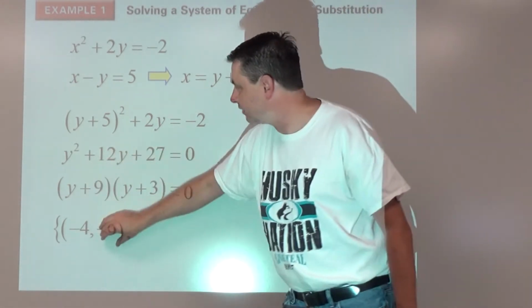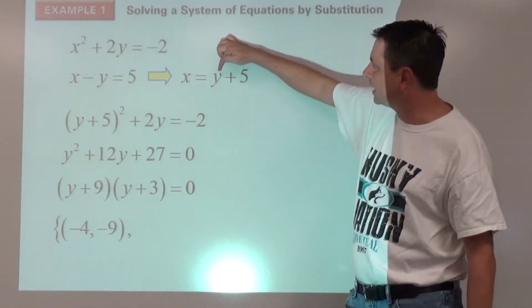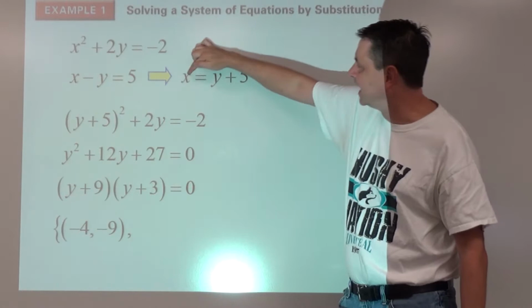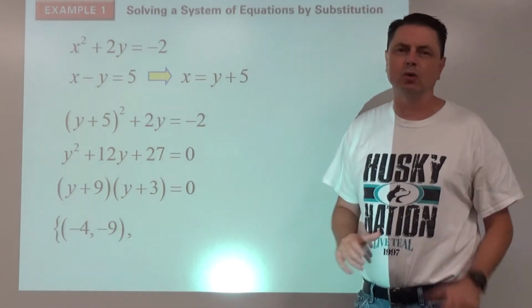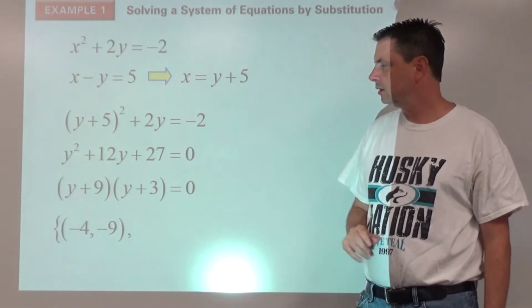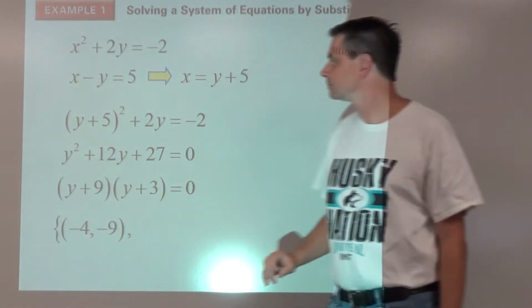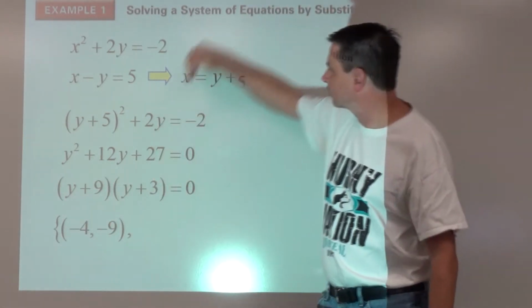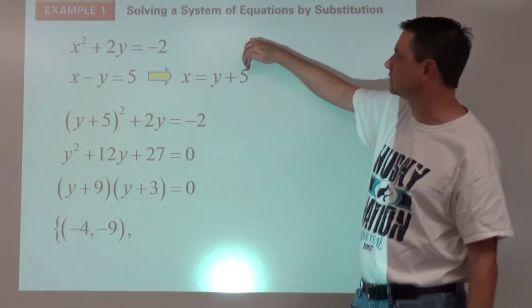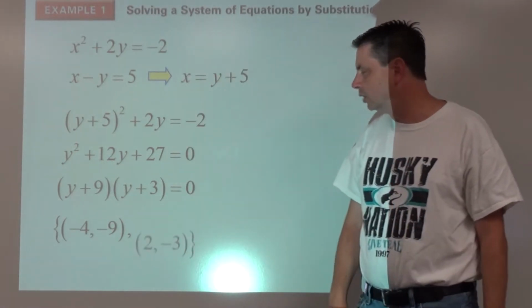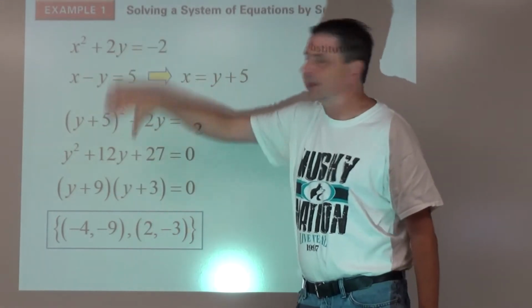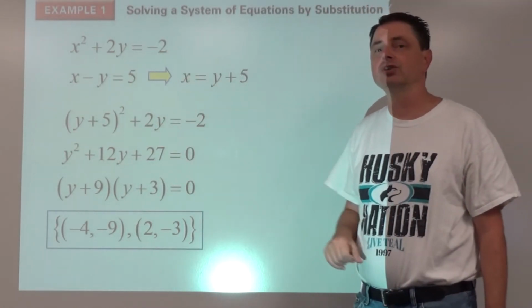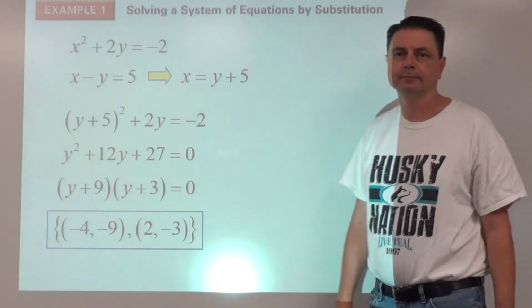So from the negative 9, plugging that in here, negative 9 plus 5, we get an x would be negative 4. So we're going to write that as an ordered pair, x comma y. And then for the negative 3, plug that in, negative 3 plus 5 is 2, x is 2. So we get the point 2 comma negative 3. We can check that in both if you want to make sure that we got it right.